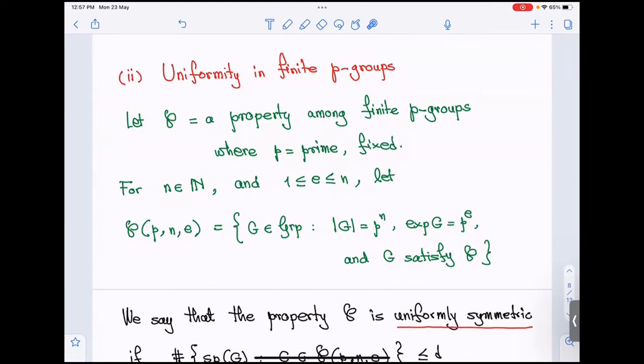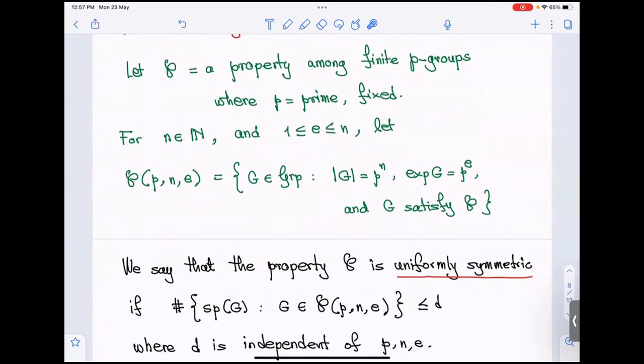Okay, and then I would look forward to, for a fixed integer n and some e between 1 and n, all possible finite p-groups whose order is p^n and exponent is p^e, and they would satisfy this property P.